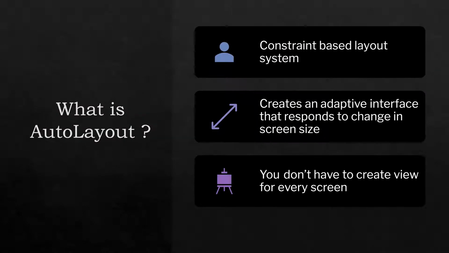So let's talk about what is AutoLayout. It is a constraint-based layout system that was developed by Apple in 2011. It creates an adaptive interface that responds to changes in screen size. That is, if you have a screen size of iPhone and a screen size of iPad, then you only need to create constraints for one device and those will carry over to another device irrespective of its size. You don't have to create a view for every screen, but you do have to set a set of constraints that will help the layout to respond to changes in the screen size.